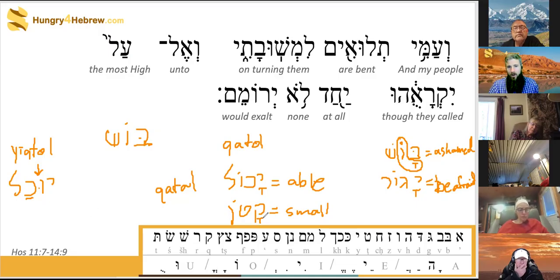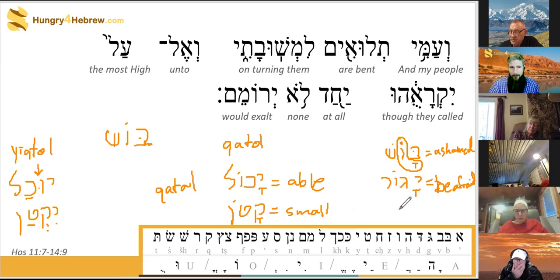Okay. What about he will be small or insignificant? How do we turn that into a yiktol? He will be small. Yiktan. Very good. Yiktan. It has the yiktal pattern. So yiktan. Very good.